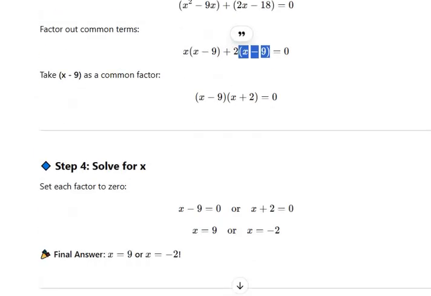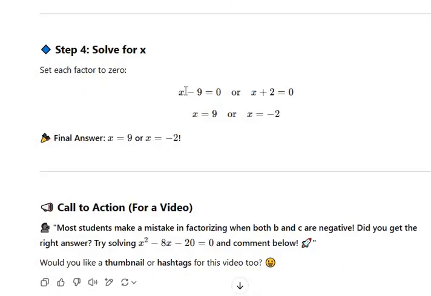Step 4, we will write x minus 9 is equal to 0 or x plus 2 is equal to 0. This will give you, shifting this 9 across, you will get plus 9, and x equals minus 2. This is a minus 2, remember that. Now this is the second type of factorization question.